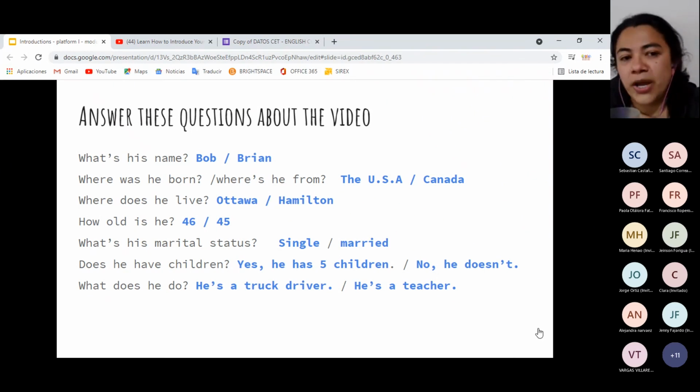For question number 1, we have 2 options. What is the correct option? Please, a volunteer to tell me what is the correct answer for question number 1. Clara, go on. What's his name, Clara? Bob. Yes, his name is Bob. Good. For the second answer, guys.